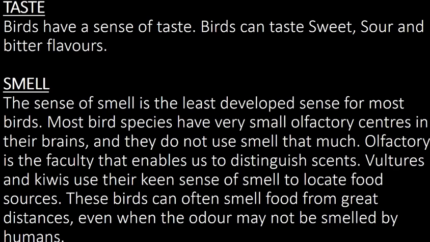So the next is smell. The sense of smell is the least developed sense for most birds. Most bird species have very small olfactory centers in their brains, and they do not use smell that much. Olfactory is the faculty that enables us to distinguish scents. Vultures and kiwis use their keen sense of smell to locate food sources. These birds can often smell food from great distances, even when the odor may not be smelled by humans.